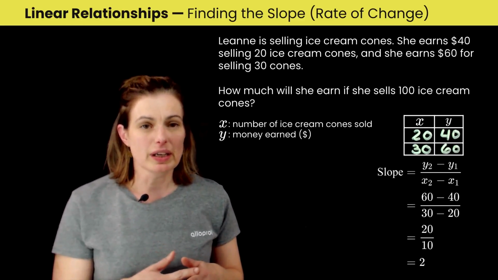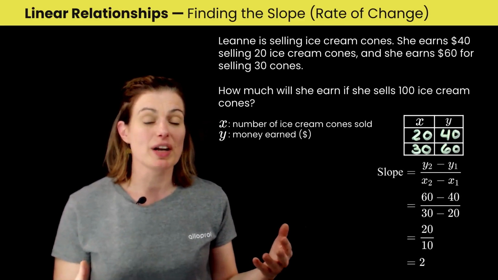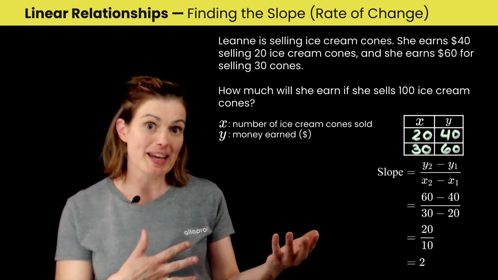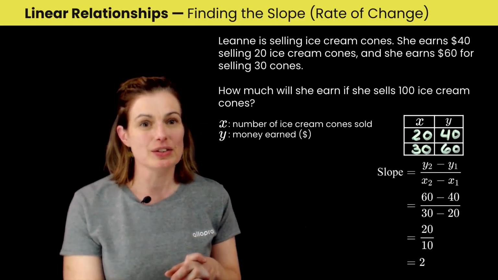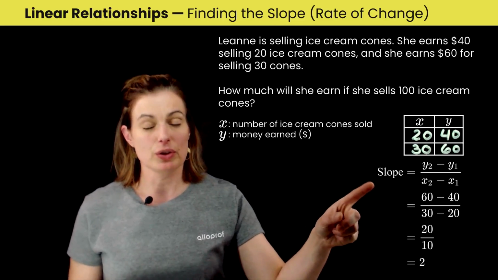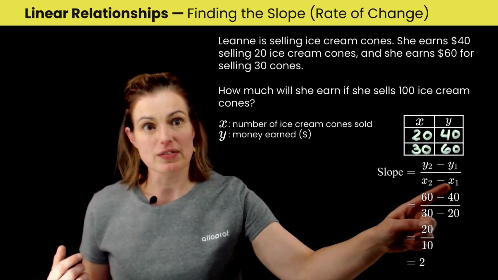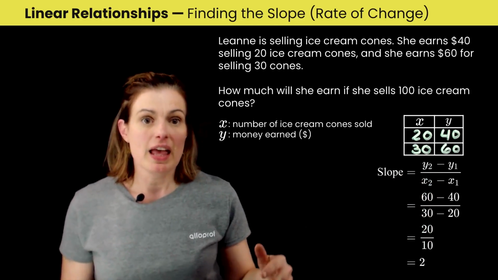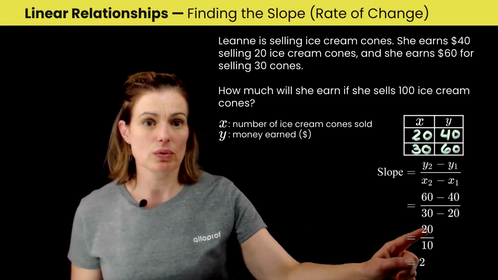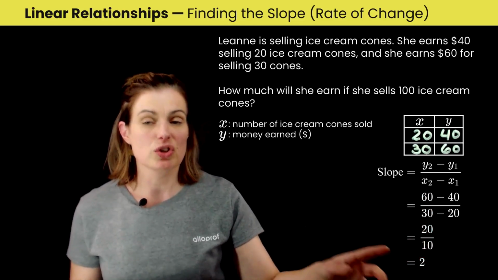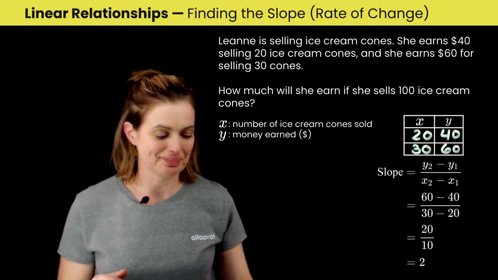Okay, that brings us to looking at how much she's going to make per ice cream cone. We can get that through our rate of change, or our slope. This is exactly what's going to tell us how much she's charging, or in other words, how much she's making for every ice cream cone sold. So we use our previous strategy: we take our y values and subtract them, and we put them over our x values and subtract them again in the same order. That's going to give us 60 minus 40, over 30 minus 20, for 20 divided by 10, which gives us 2. So Leanne is making $2 per cone sold.